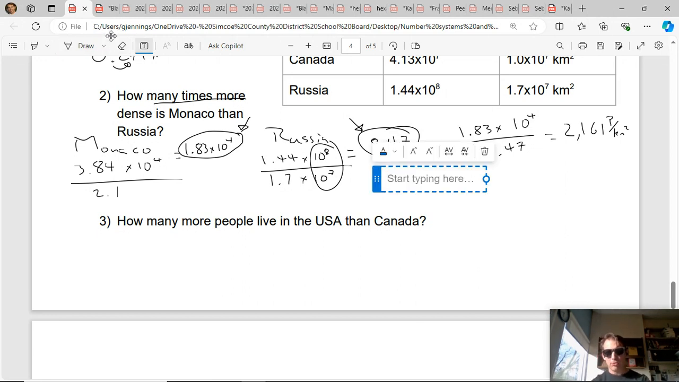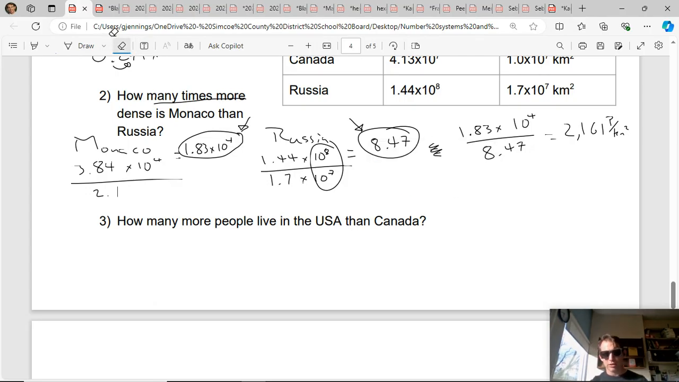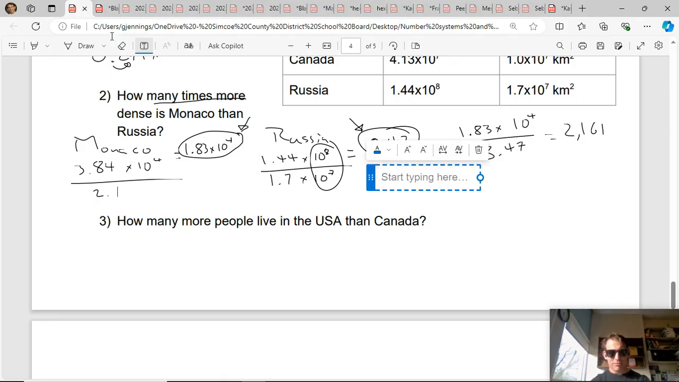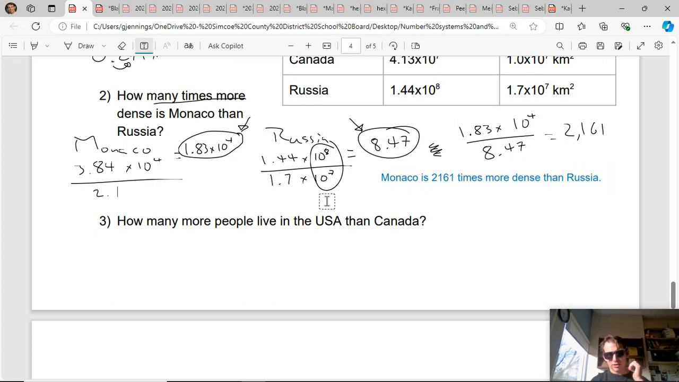Oh, wait, no, it's just that many times. No, that unit is not correct because the units will divide away. So it's just 2,161. Stop talking. Just write the answer. Monaco is 2,161 times more dense than Russia. Amazing facts. Amazing facts. Okay.